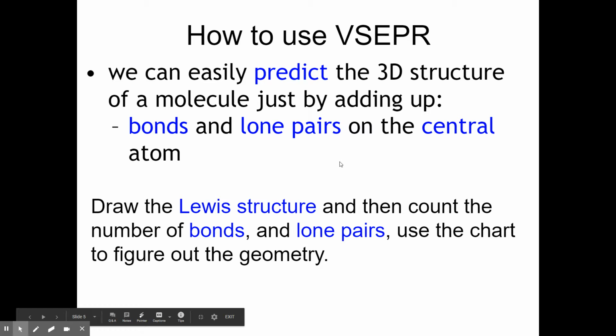We can easily predict the three-dimensional structure of a molecule just by adding up the bonds and lone pairs on the central atom. How we do this is we're going to draw the Lewis structure and then count the number of bonds and lone pairs using the chart to figure out the geometry. Now, there is a reference chart to go along with this, so make sure you either get a copy of that or tell me and I can send you one.